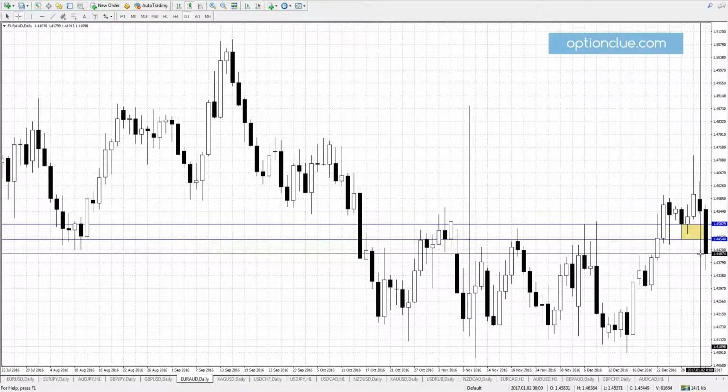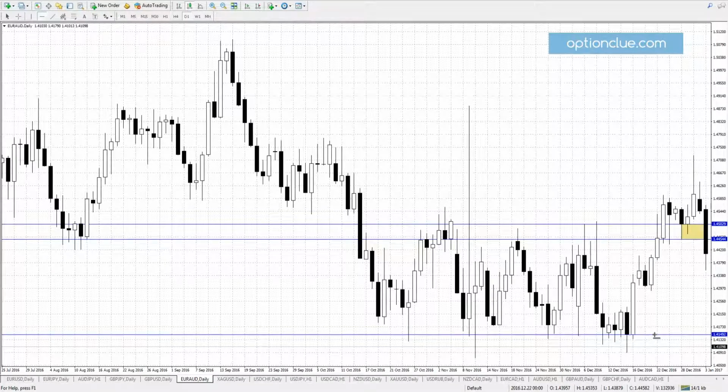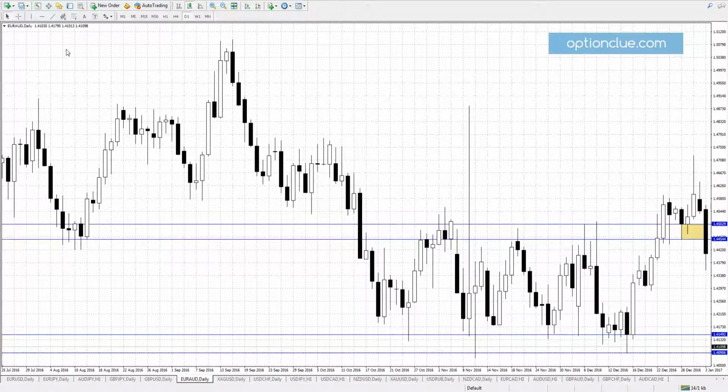We will determine the point of the nearest target in accordance with the nearest support level. The upper border of the support level is 1.4148 and the lower border is 1.4090. This is the closest target for a sell position. The next targets can be set according to the levels of the larger time frames.